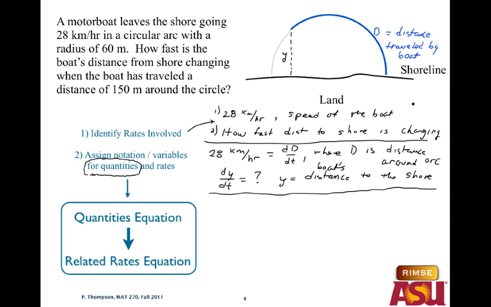The other rate is the rate of change of how fast the distance from the shore is changing. So the associated quantity is distance to the shore, that I'm calling y. So y equals the boat's distance to the shore. Its rate of change, dy/dt. So what do we need? We need an equation that relates y and D. Where's that going to come from? I need an equation that relates that distance to the shore and the arc length.